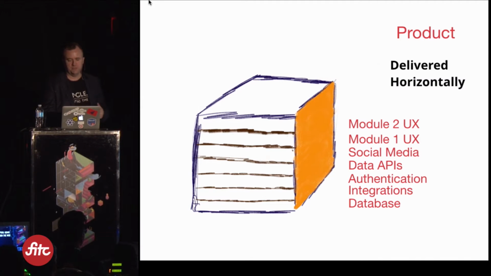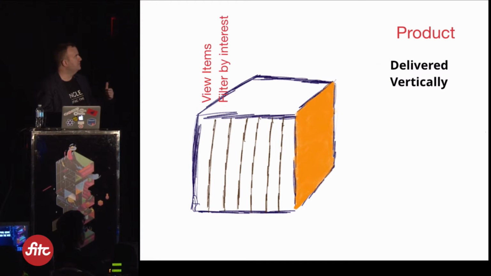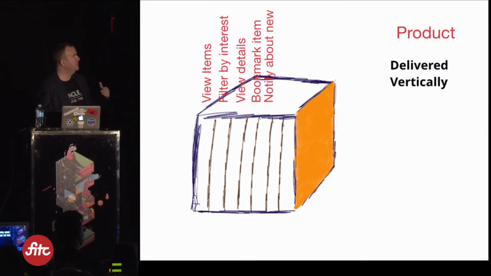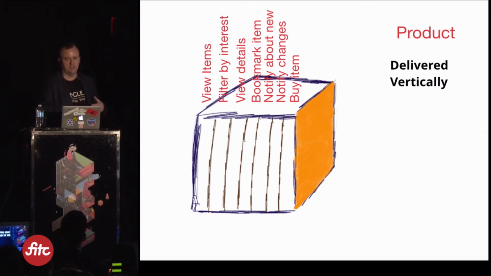Nothing's ever really finished. And so the goal is to go more horizontal, and you're doing things that are features. So you might be doing viewing items, filtering by interest, viewing the details, bookmarking an item, notifications about new things, notifications about changes, and then you want to, say, buy something or invest in something. So you're doing these slices, and you're getting it delivered more rapidly, but it's a smaller feature, and it's hard to communicate the whole scope of the product.